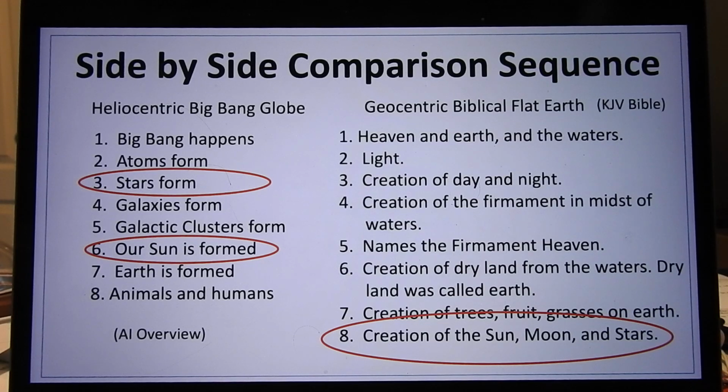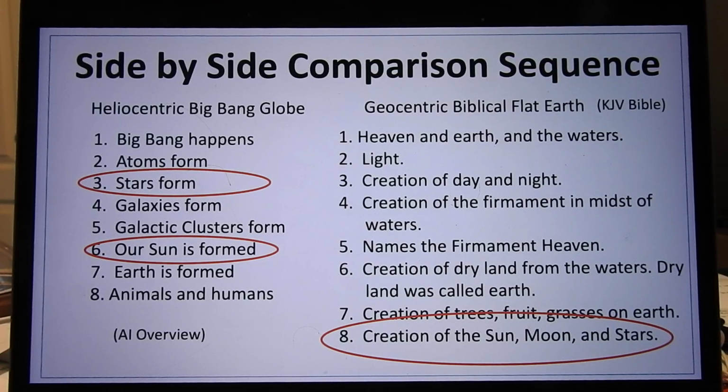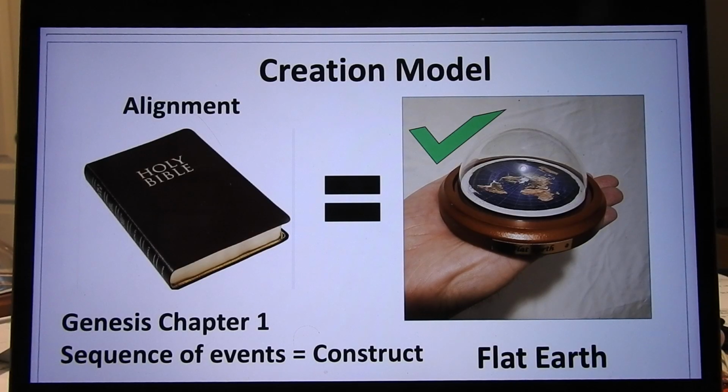We can also look at when the stars are formed and when our sun is formed. In the creation model, that's one of the very last things. The sun, moon, and stars are created last, after the earth. And you look at where the stars are formed in the heliocentric Big Bang globe model, they're formed before the earth. So again, people not understanding the sequence. Sequence is very important. It's very telling. You don't need to be a biblical scholar to figure that out. Just read the book of Genesis and understand the sequence of the models.